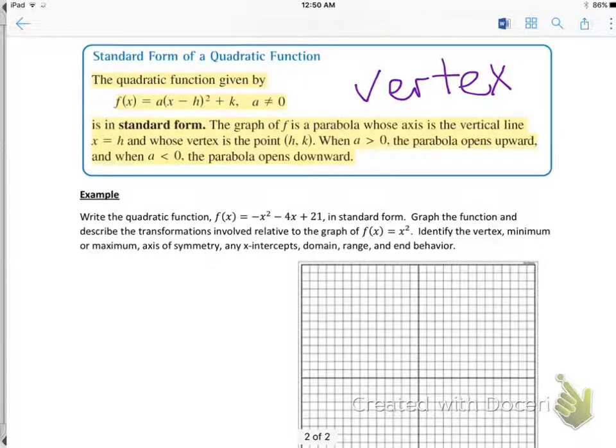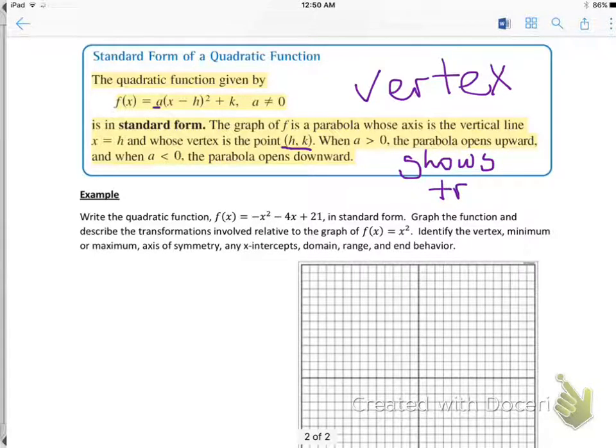Your vertex is always going to be the point (h, k), where h is the number subtracted from x and k is the number added on the outside of the function. We do have to pay attention to that coefficient on the outside of the quadratic so that we know if the parabola opens upward or downward and whether it has a stretch or not. I want you to please note that this is also the form that shows your transformations really well.